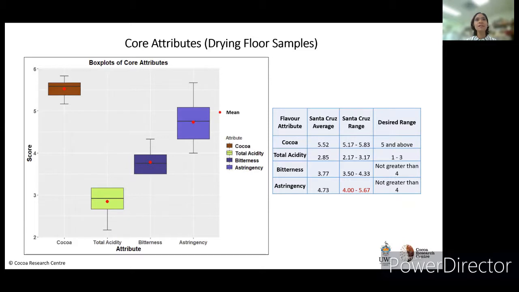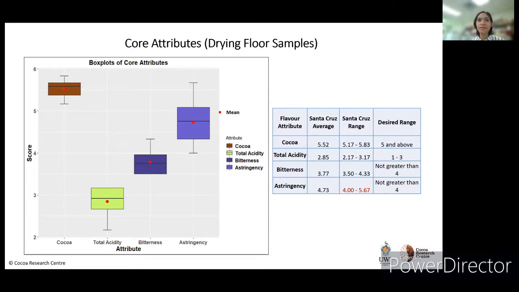So firstly, I'll look at the core attributes. So this is cocoa, acidity, bitterness, and astringency. You can see the brown box here right away, which shows cocoa flavor. It's pretty short compared to the other boxes, indicating that cocoa flavor was more or less pretty consistent in this location throughout the crop year. However, if you compare this to the purple box on the extreme right, which represents astringency, you notice that this box is a bit longer, so it appears that the astringency levels varied a bit more throughout the crop year.